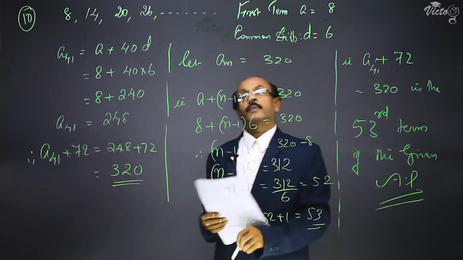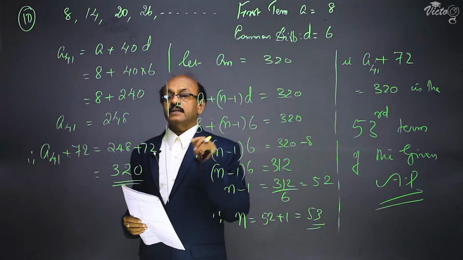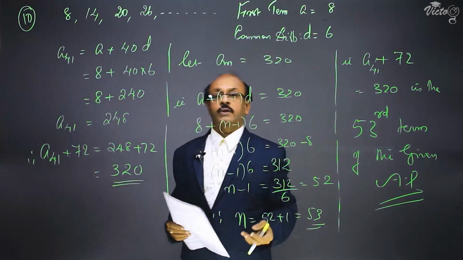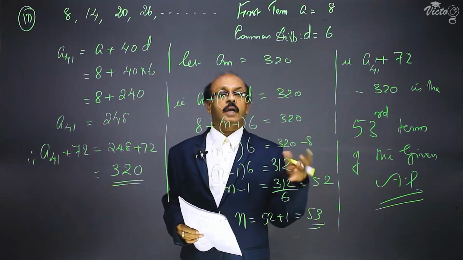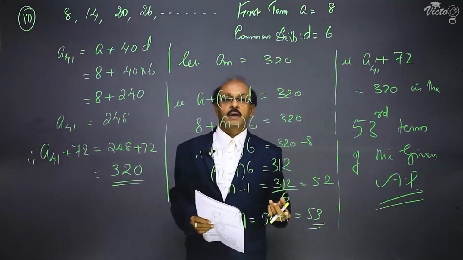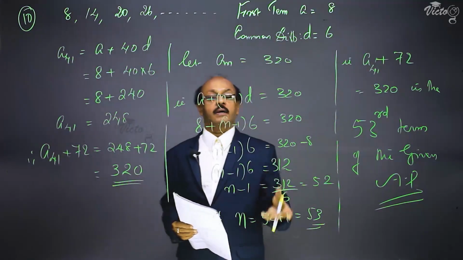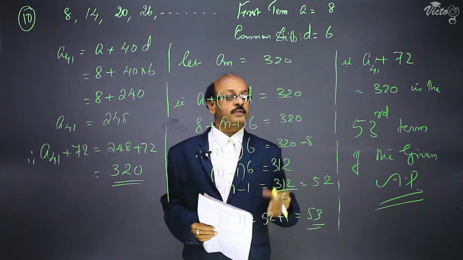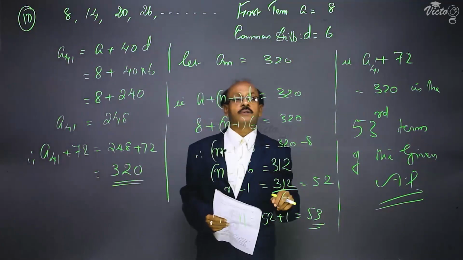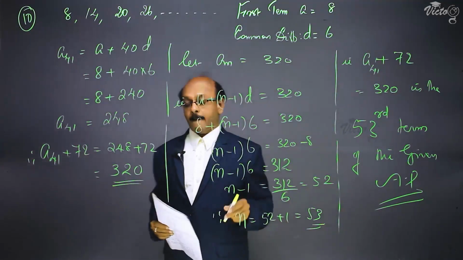That is the answer. First of all, we are finding the 41st term, then adding 72, we will get A41 plus 72, which is equal to 320. Now, we are assuming 320 to be the nth term, that is A plus n minus 1 into D. Giving the values of A and D, we can solve for n. We are getting the value of n as 53, meaning A41 plus 72, which is equal to 320, is the 53rd term of the given AP.